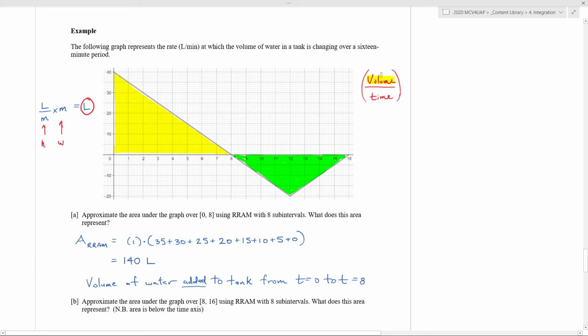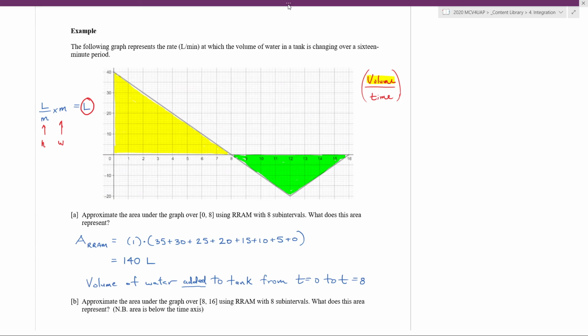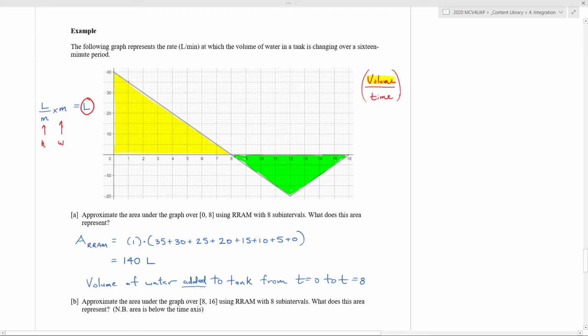So, width of 1 multiplied by, if I'm using RRAM, and I'm just reading the values off the graph, right? So 35 is here, and here, and here, and you can just read those off the graph. So 35 plus 30 plus 25 plus 20, all the way down to 0. That gives me 140 liters, which means 140 liters of water have been added to the tank.